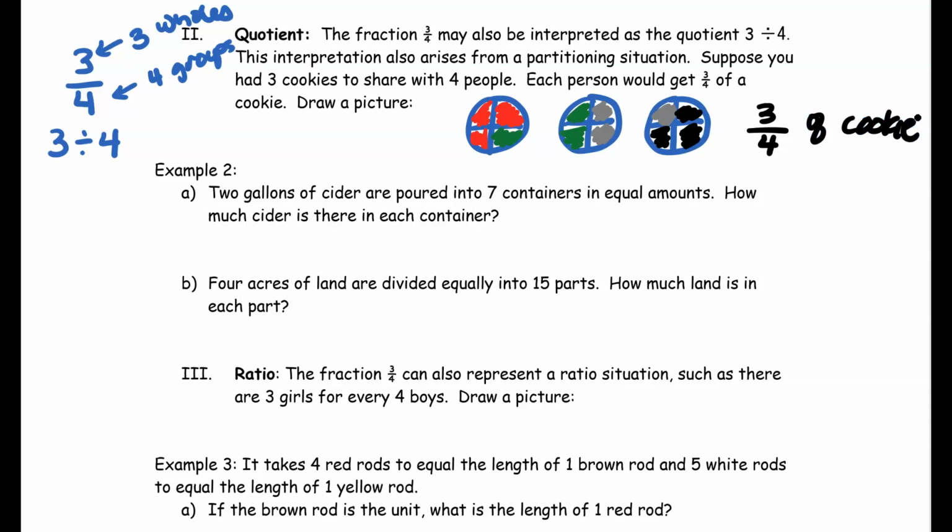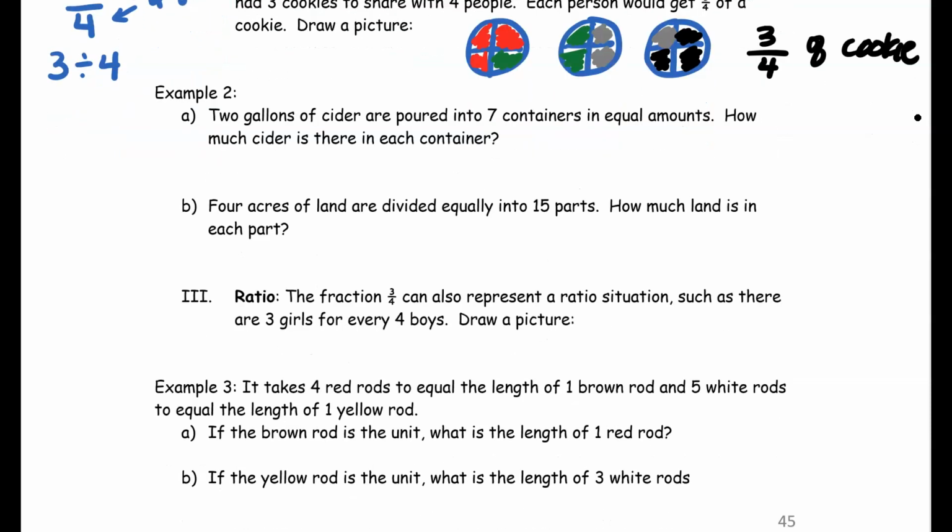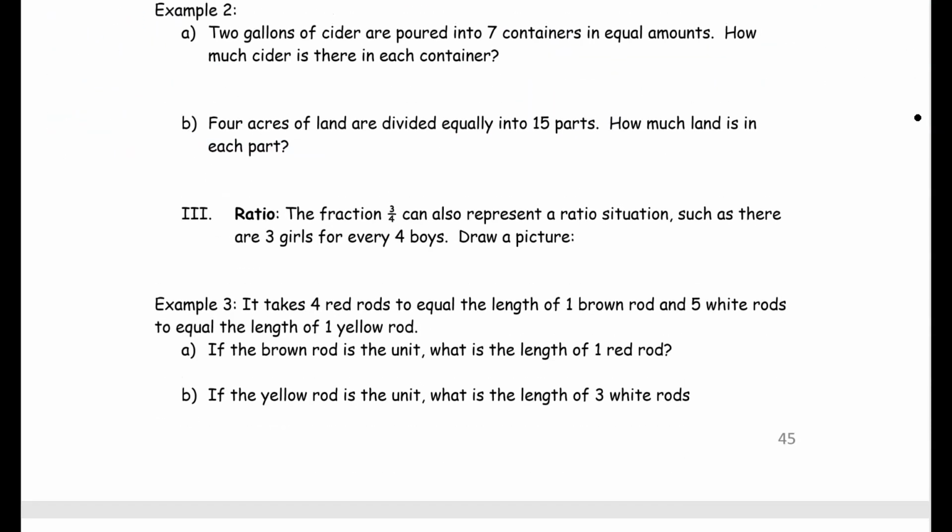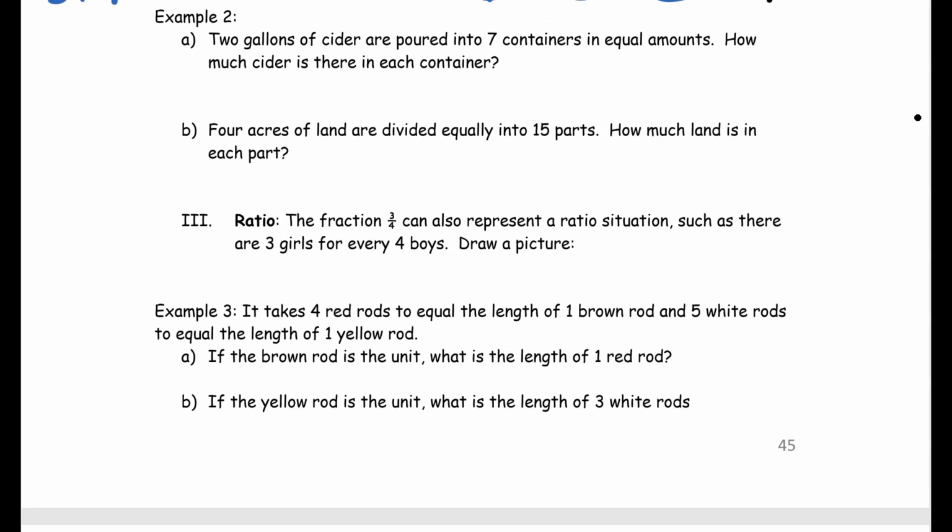So some examples that are similar and use this quotient concept would be below. Example 2A: 2 gallons of cider are poured into 7 containers in equal amounts. How much cider is there in each container? It'd be a great time to pause the video and try this.